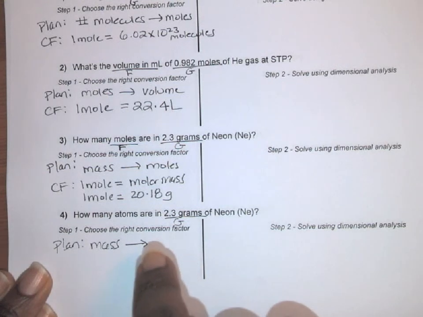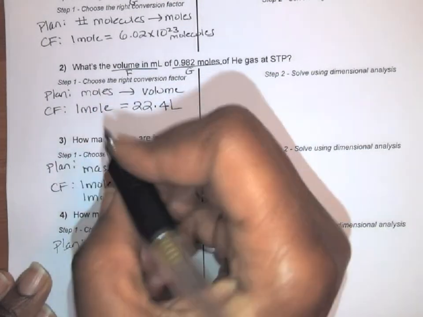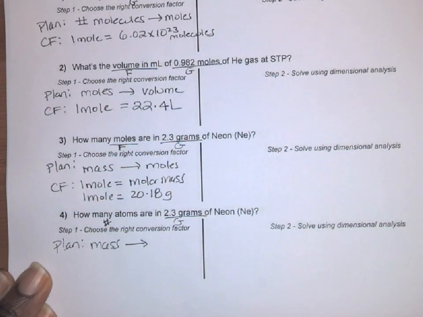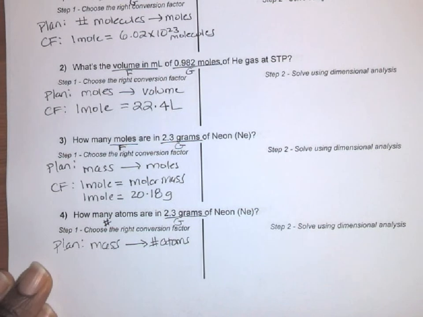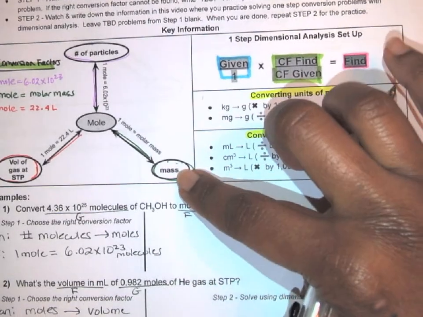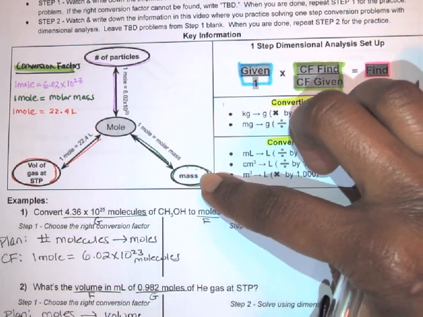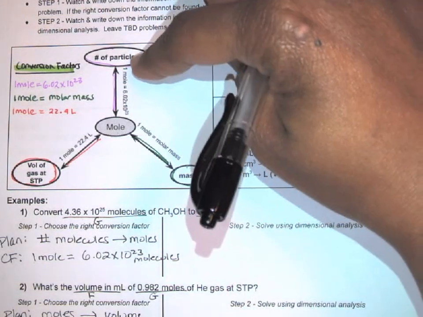So once again, how many atoms, I'm counting the number of atoms, right? So it's helpful, I'm going to put a hashtag there. That's the number of particles I'm looking for. So I'm going to write number of atoms. All right, so let's go ahead and see, using my mole map, if I can find the right conversion factor. So I'm starting with mass, and I'm trying to get to number of particles. Is there an arrow that directly connects these two?